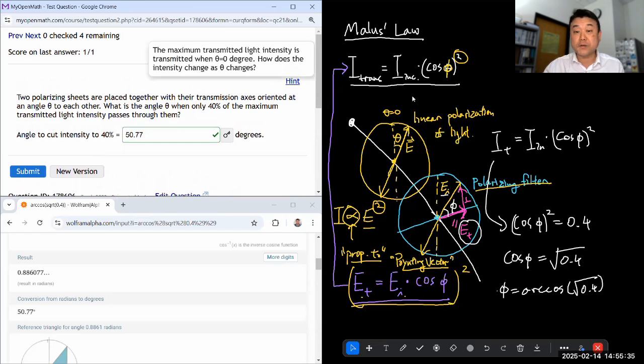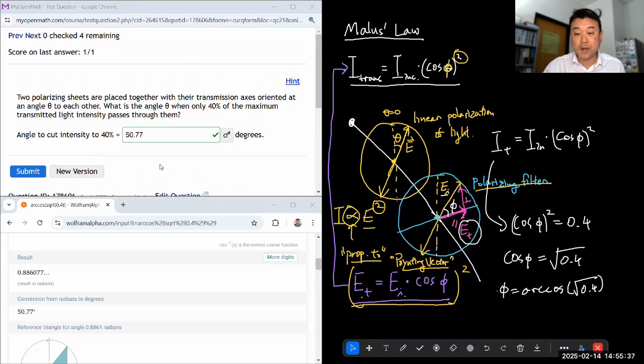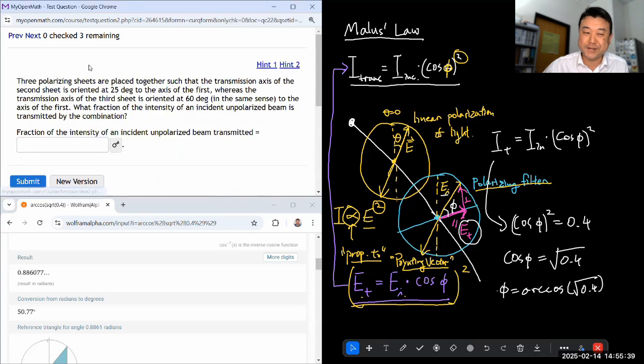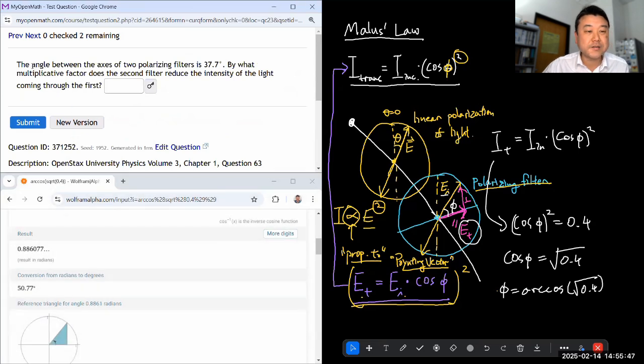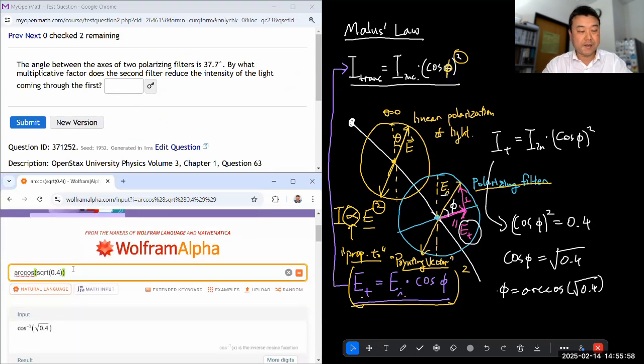All right, one last question remaining, and I think it's also a similarly easy one. I probably spent more time explaining Malus's law than was necessary to simply use it to answer the question. Not this one, this one. All right, so this is the third and last question. It says the angle between the axes of two polarizing filters is that. This time we are given the angle, so we just plug in the formula.